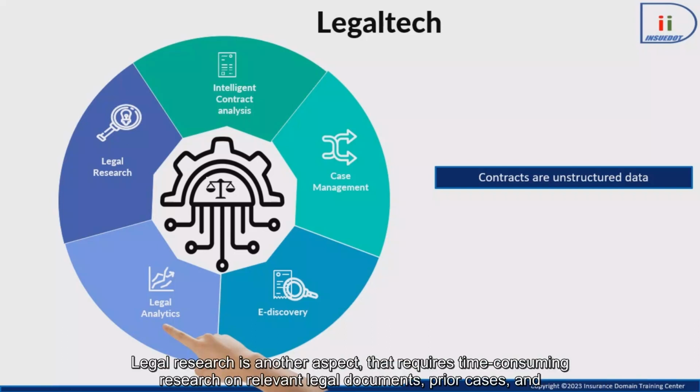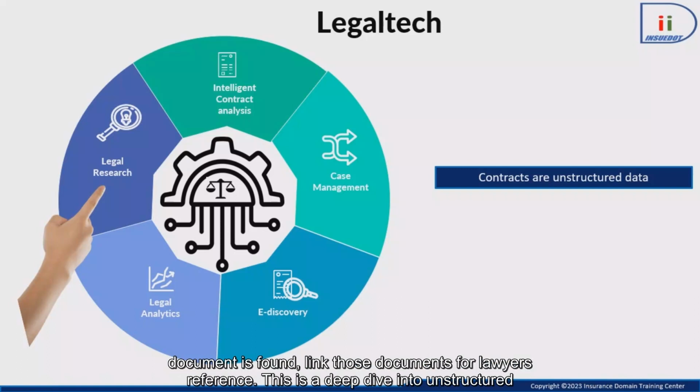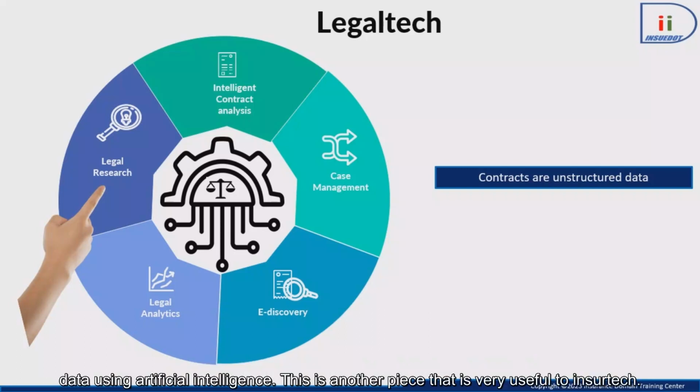Legal research is another aspect that requires time-consuming research on relevant legal documents, prior cases, and judgments. This is done to find out relevant principles related to legal cases. Once a relevant document is found, link those documents for lawyers' reference. This is a deep dive into unstructured data using artificial intelligence. This is another piece that is very useful to Insurtech.